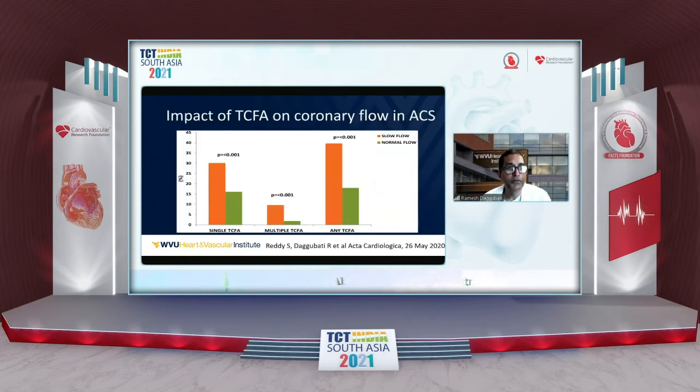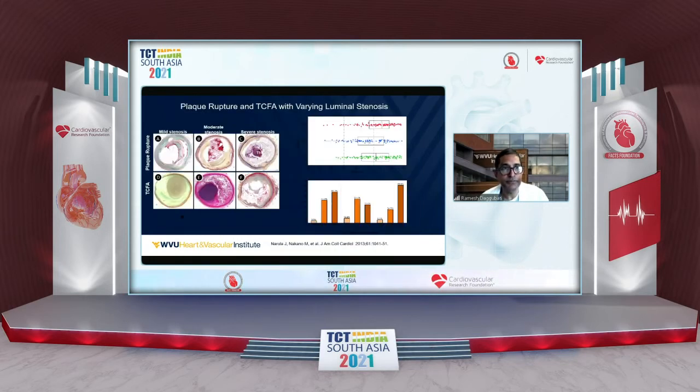So we have done a study in India where we looked at the impact of TCFAs on coronary flow in acute coronary syndromes. The more TCFAs, the slower the flow, but even a single TCFA is associated with slow flow. So not just multiple TCFAs, but any single TCFA is associated with slow flow, in this first picture, as you can see. So plaque rupture and TCFA with varying luminal stenosis.